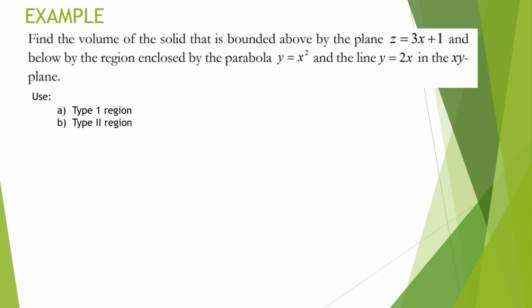Okay, look at our example here. Find the volume of the solid that is bounded above by the plane z equals 3x plus 1 and below by the region enclosed by the parabola y equals x squared and the line y equals 2x in the xy plane. So we just sketch the region R here.